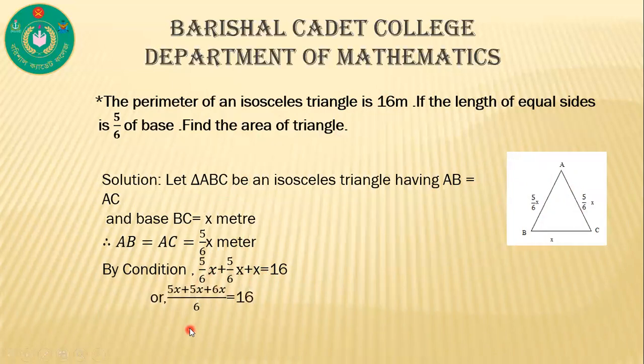Now LCM 6, then 5x plus 5x plus 6x is equal to 96. That means 16x is equal to 96. Therefore, x equals 6.